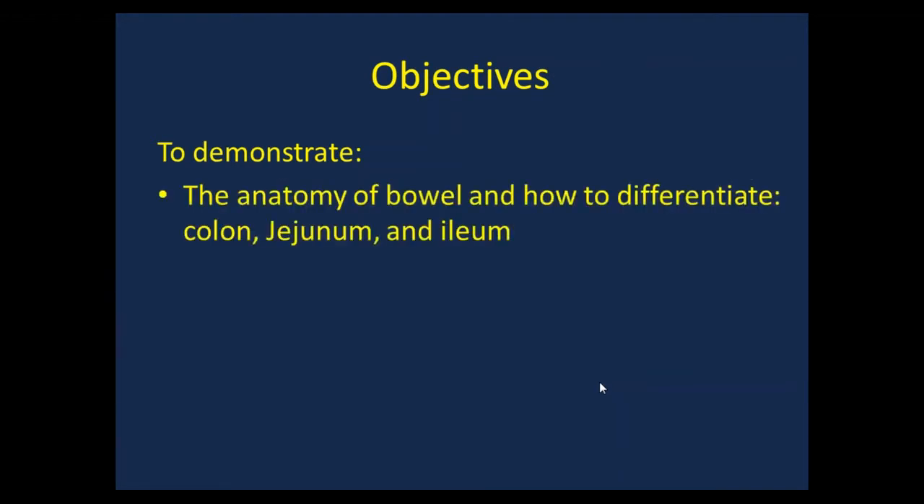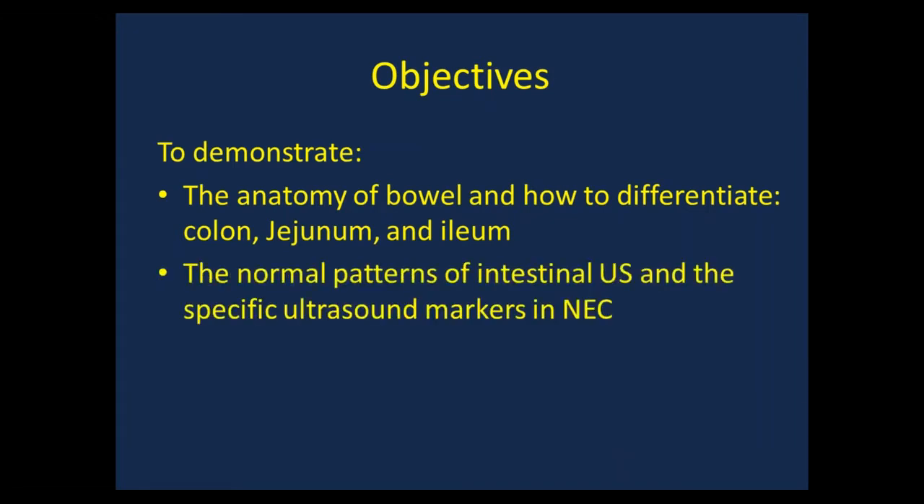I have three main objectives for discussion. First, I will discuss the anatomy of bowel and how to differentiate jejunum, ileum, and colon. Then I will discuss the normal patterns of intestinal ultrasound and the specific markers of ultrasound in necrotizing colitis. And I have some case scenarios for discussion.